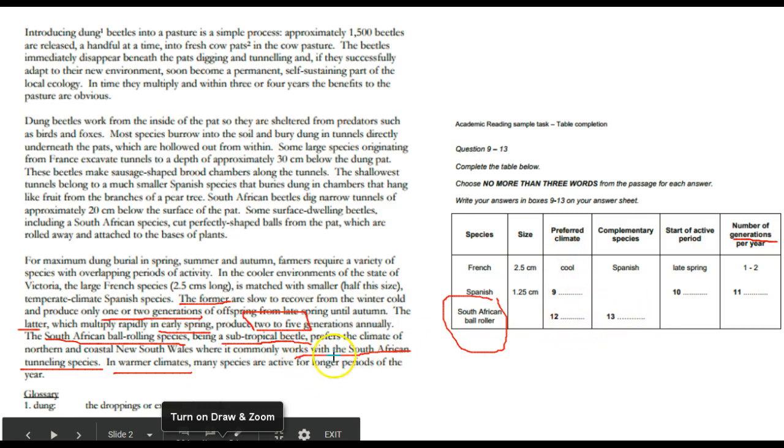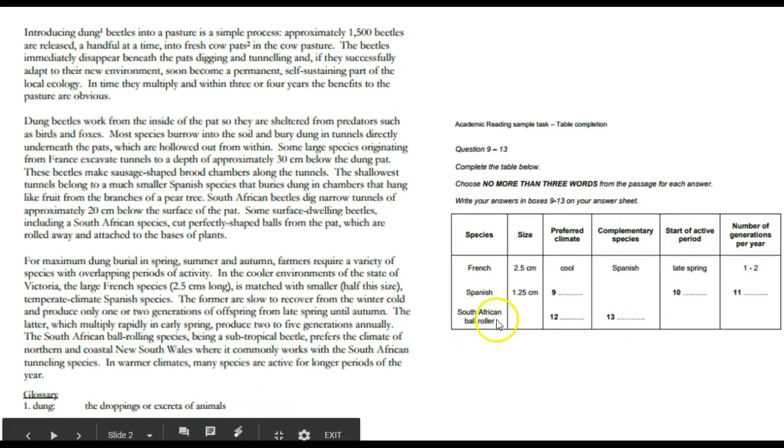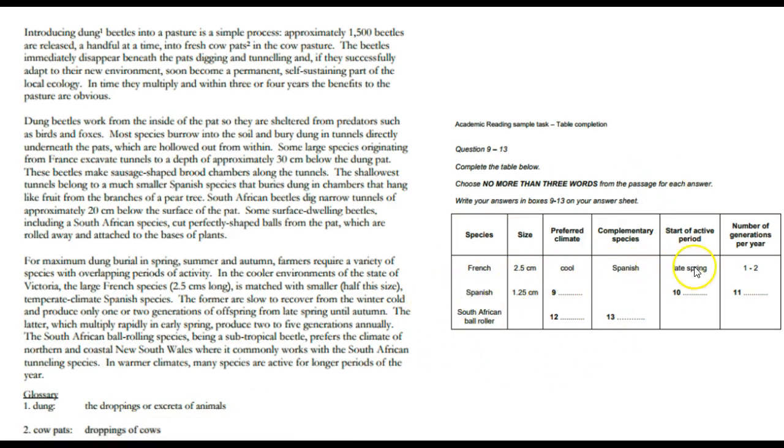And the last, we actually found the answer to the last question, the complementary species. Remember we said we needed the nationality. Here we had Spanish, and here works with. So the South African ball roller works with the South African tunneling species, and we write that here. Remember that you should not write more than 3 words from the passage for each answer. In this case, South African is actually considered one word, ball roller, so we can write the same here for the complementary species.